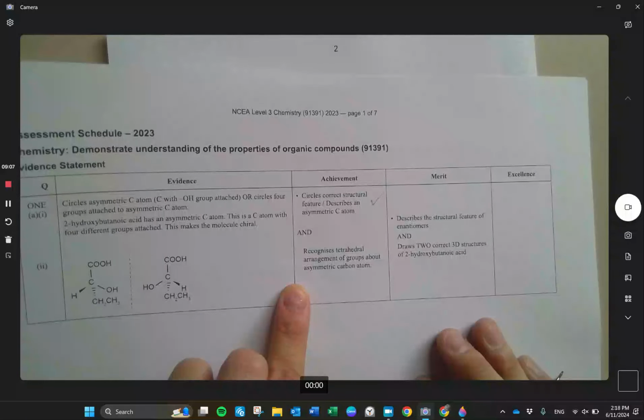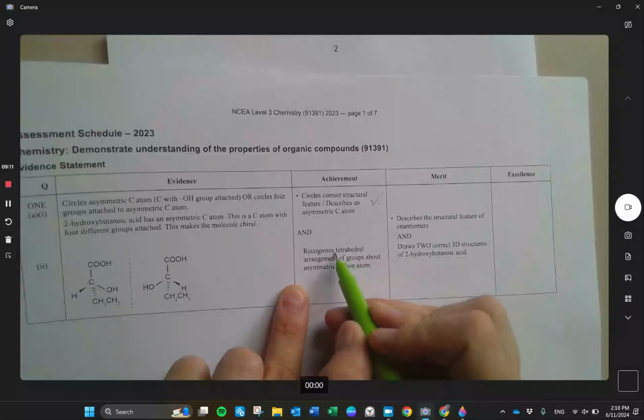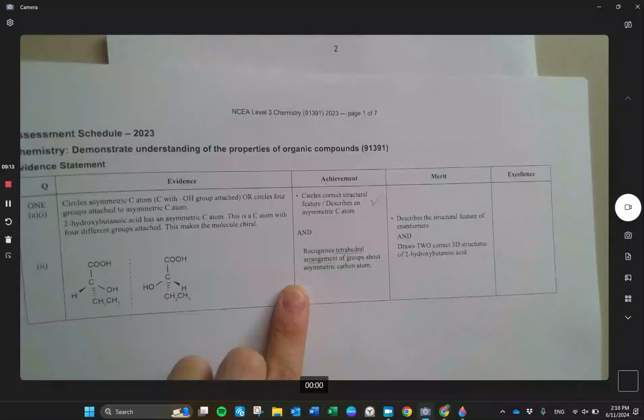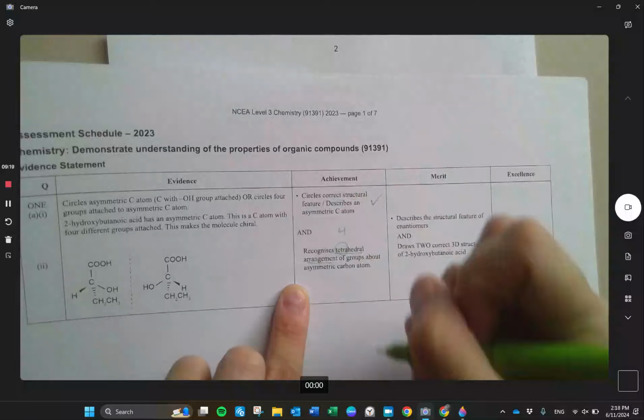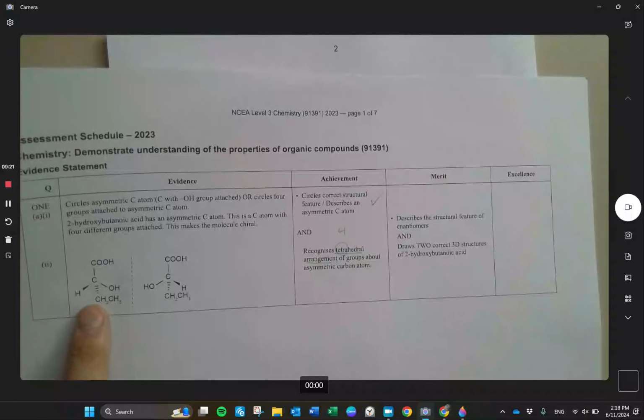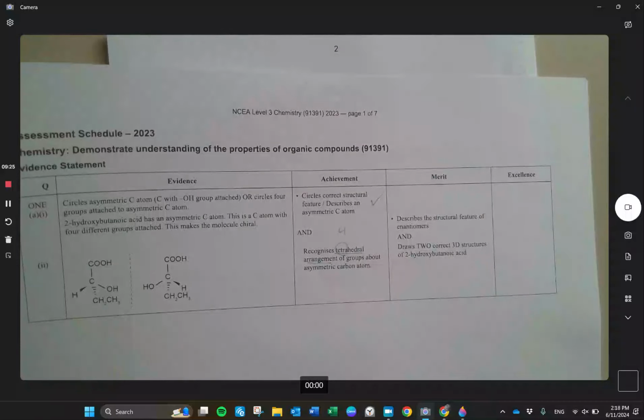Right? So what they want you to recognize is that it has a tetrahedral arrangement. Now, when we're talking about tetrahedral, tetra, if you remember from your organic naming, means 4. So what they're asking is, do you recognize there's 4 things attached to that carbon, and that you've drawn it in some sort of way.